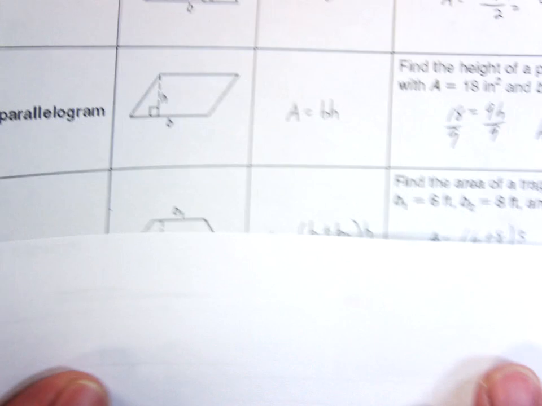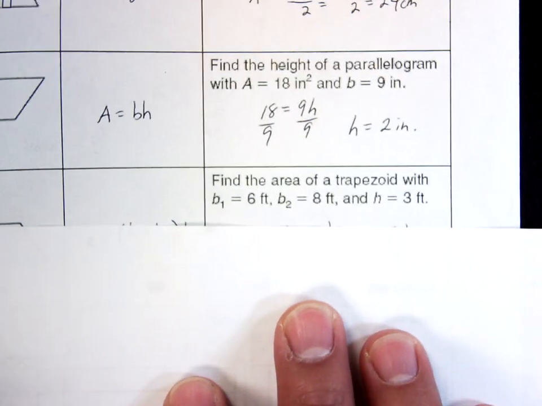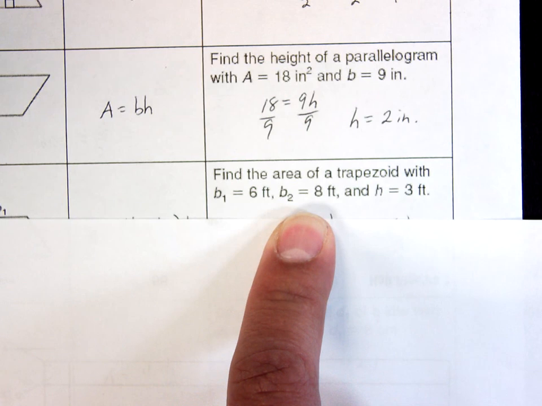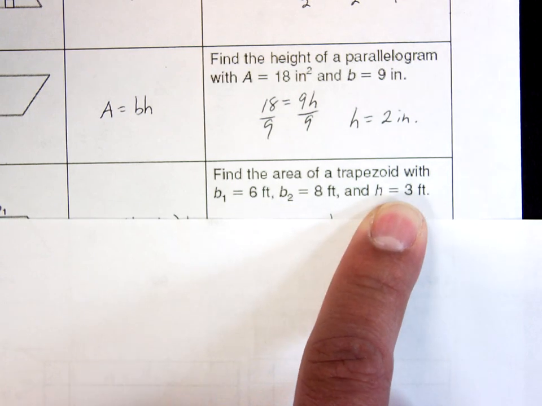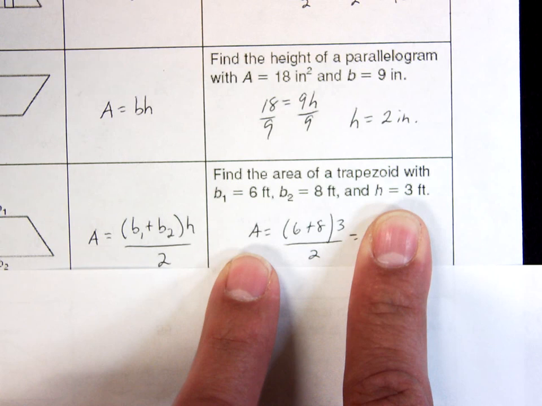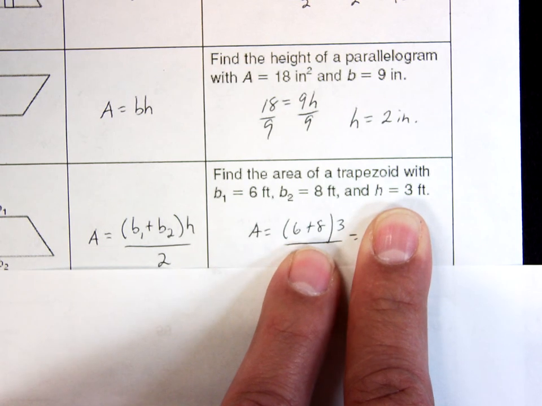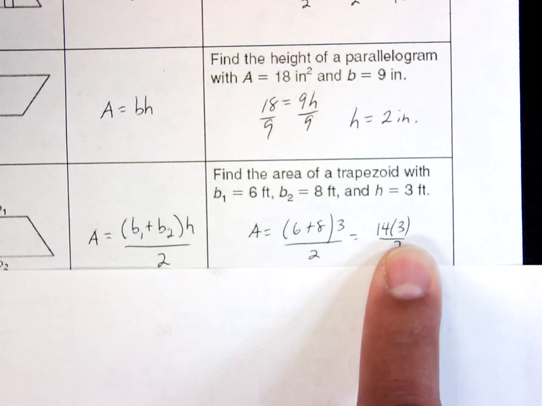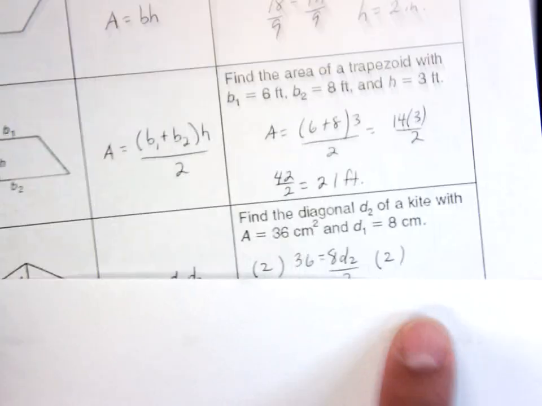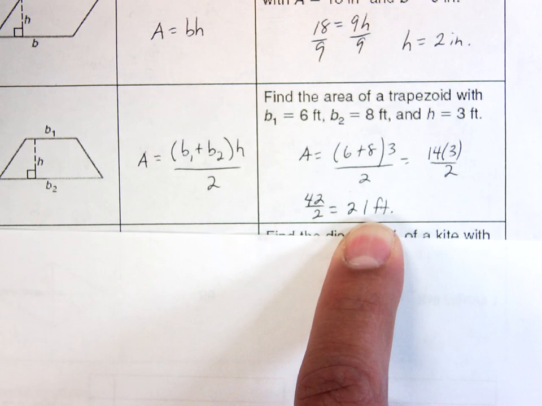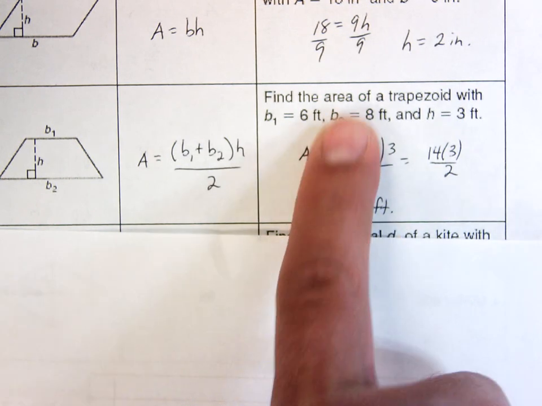So again, practice problem. Find the area of a trapezoid if b1 is equal to 6, b2 is equal to 8, and h is equal to 3. So we just plug in everything that we know. Area equals base 1 plus base 2 times the height divided by 2, which gives me 14 times 3 divided by 2, which gives me 42 divided by 2, which just gives me 21 feet. And of course, if I'm going to be super accurate, I should be using feet squared because it's asking about area.